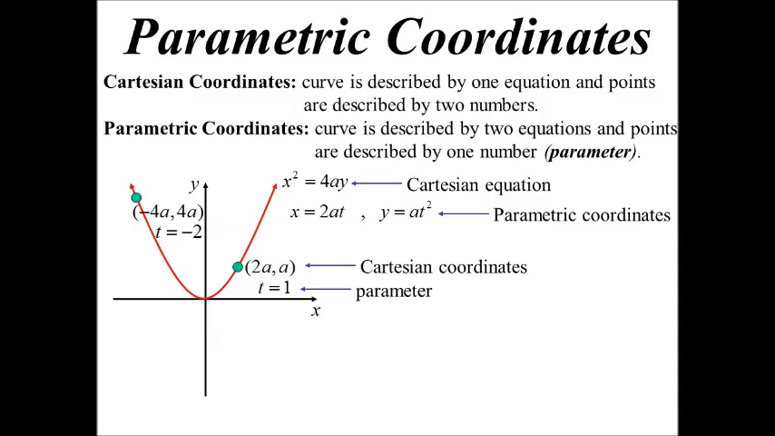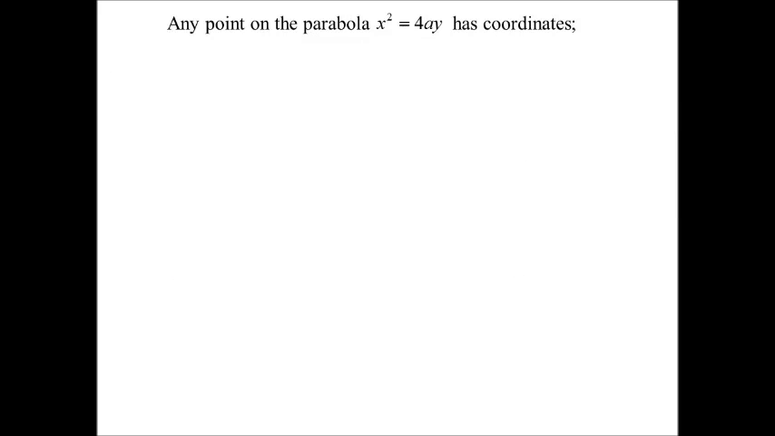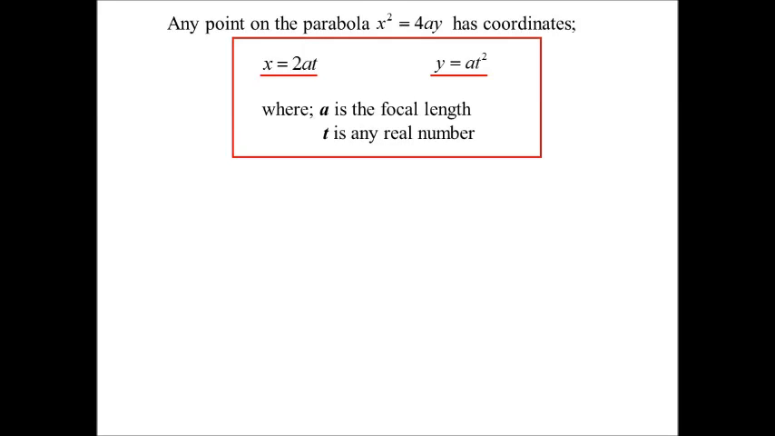So over there, (-4a, 4a) would have the parameter of negative 2. If we sub negative 2 into those coordinates, we'd get that. Okay, so any point on our x squared equals 4ay, we know the x coordinate will be 2at, the y coordinate is at squared. a still represents the focal length as we saw before. And t, well, any real number we can substitute in and come up with a point that's on the curve.